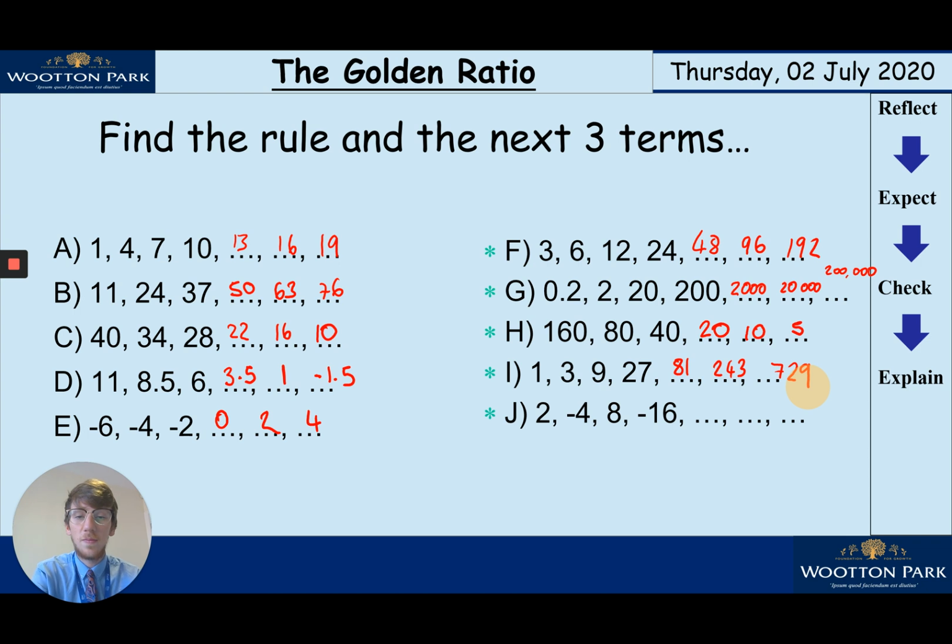And then for J, it goes 2, then negative 4, then positive 8, then negative 16. So it's a tricky one. Hopefully you spotted that the numbers are doubling, but it's going from positive to negative. So two patterns going on there. But what's actually happening is we're multiplying by minus 2. So 2 times negative 2 is negative 4. But then when you times a negative number by another negative number, it becomes positive. So negative 4 times negative 2 is 8, and the next one's going to be positive 32. Then negative 64, and then positive 128.